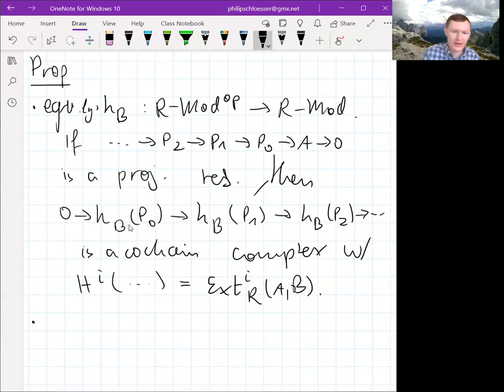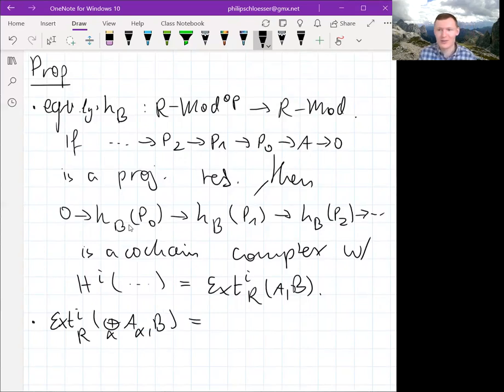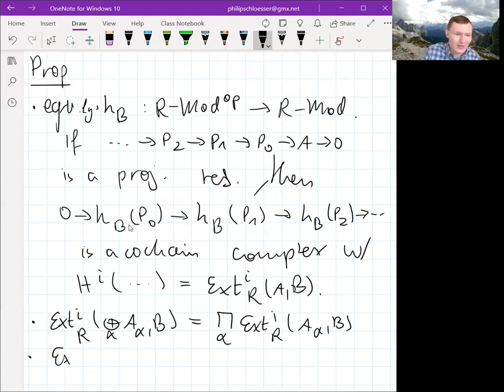And then again we have some nice properties. We have nice behavior with respect to direct sums, except that now this thing is contravariant in the first argument, so coproducts are turned into products. And in the second argument, products are turned into products.